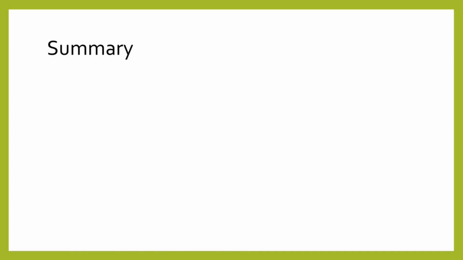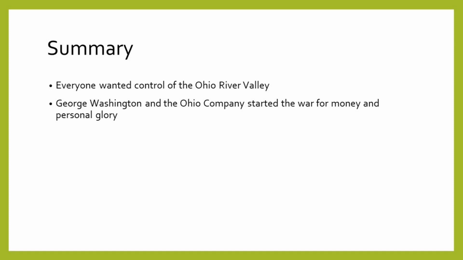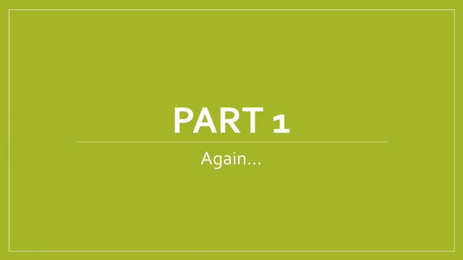The conflicting interests of Britain, France, and various indigenous nations set up a powder keg in the Ohio River Valley, and the match that set it all off was just the personal financial interests and ambitions of a handful of Virginia aristocrats. That brings us back to what your textbook does say.